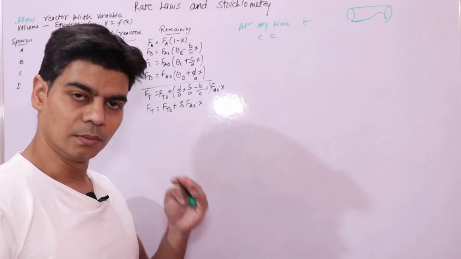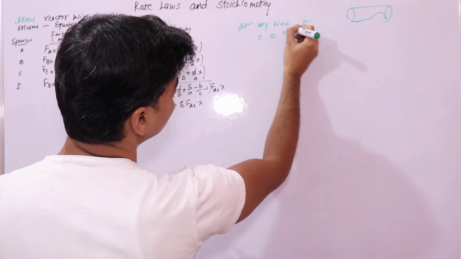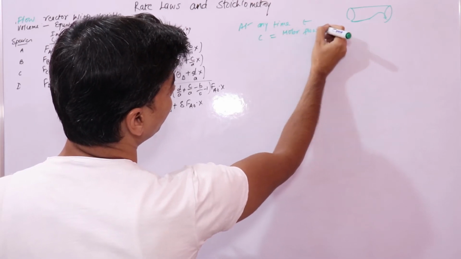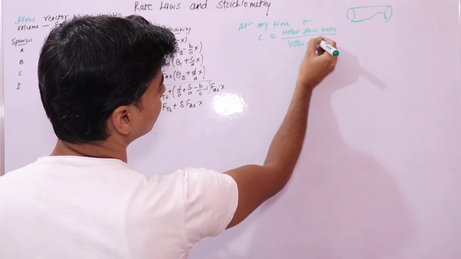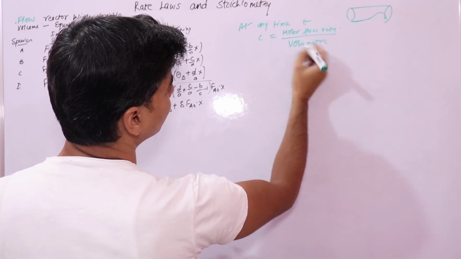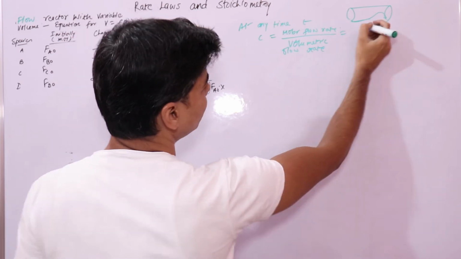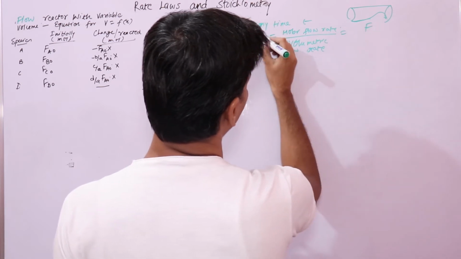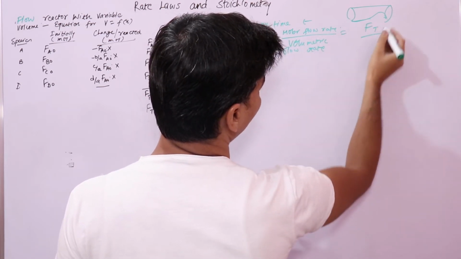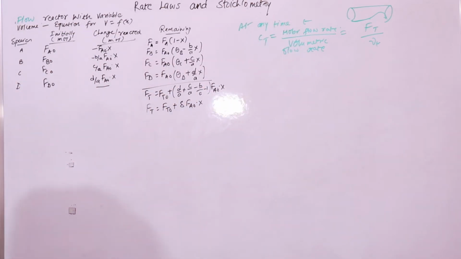here moles would be the molar flow rate. So concentration would be the molar flow rate divided by the volumetric flow rate. This would be F_t upon nu_t at any time t. Nu_t denotes the volumetric flow rate, F_t denotes the molar flow rate.